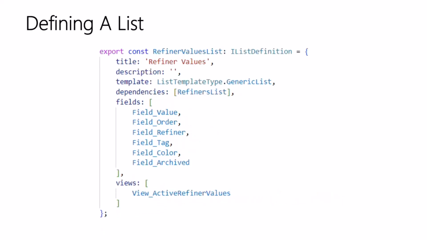All right, last, we want to define a list. The interface for lists is IListDefinition. We have title, description, and template fields. The supported templates are generic list, document library, picture library, and the events list. The dependencies property enables you to specify other lists that this list depends on, and the element provisioner will take care to provision the lists with respect to any dependencies. So for instance, in this example, the refiner values list has a lookup column to the refiners list. That's the field underscore refiner field. So we would need the refiners list to be built first before we try creating the lookup column in this list.